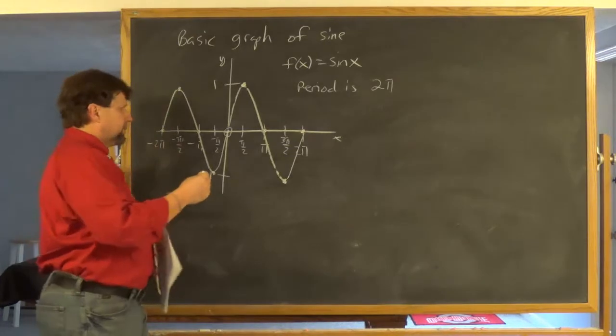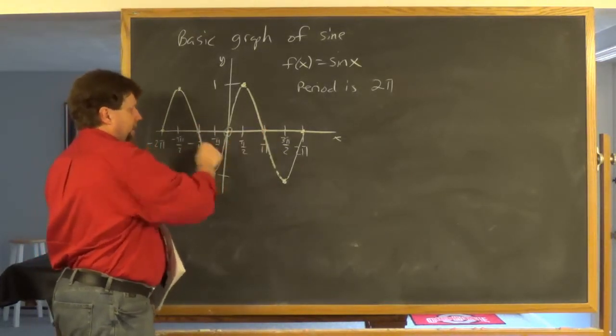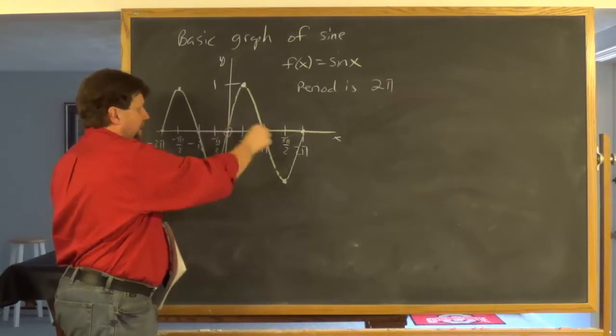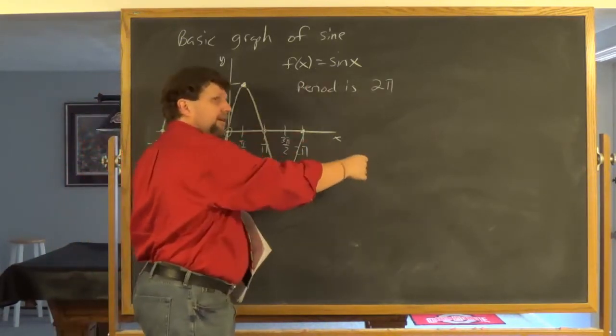For example, if I just look at the graph from negative pi to pi, just this piece of the graph, that's a length of 2 pi. That's a period of 2 pi. If I look at this shape in here, it's going to be repeated.